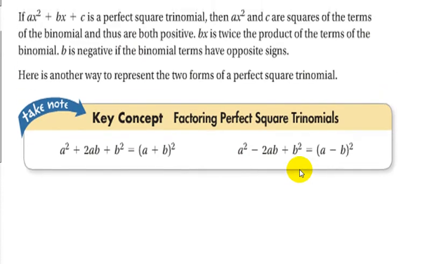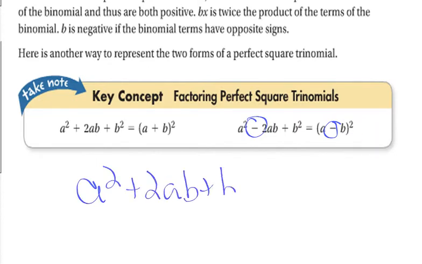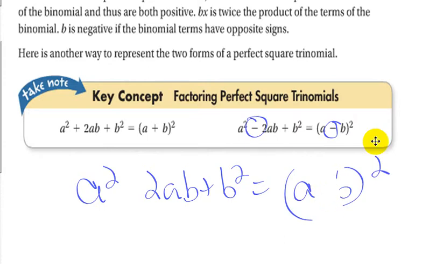Now the only difference when you're using the negative is it'll only be on the second term, in the middle term. And if that's there, then you're going to have a minus in your answer. So if you recognize that if you've got an a squared plus a 2ab plus b squared, you're going to say, well, that factors out a plus b squared. And if you see the same thing but with the minus, then you're going to say, well, it's a minus b squared.